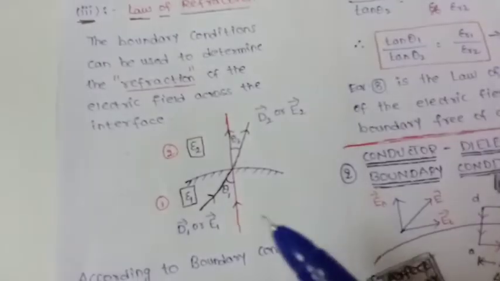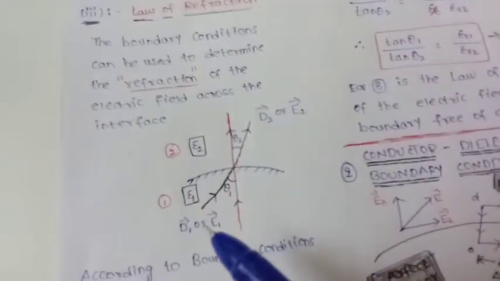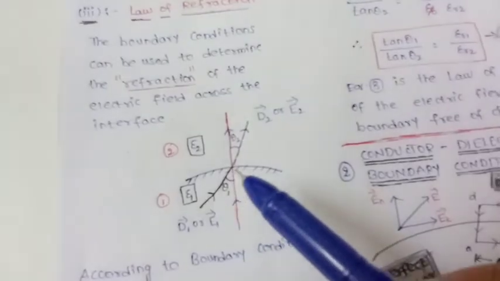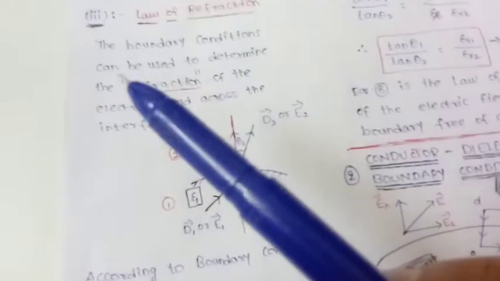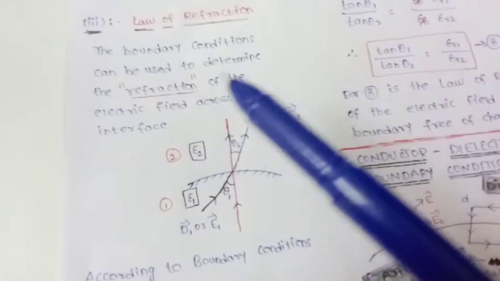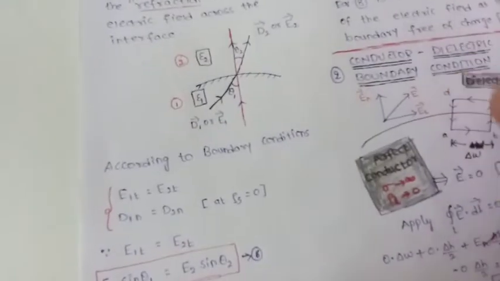Let us consider this is the boundary, this is region 1, region 2, epsilon 1, epsilon 2. Then it may be a D or E, moving like this. This is the law of refraction; it is refracting. Is it clear? Now see, the boundary conditions can be used to determine the refraction of the electric field across the interface. Let us recall the boundary conditions.